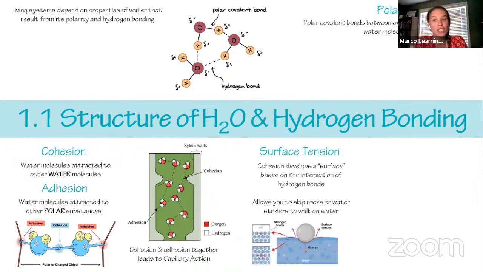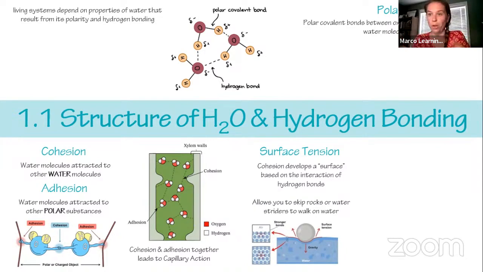So surface tension is another component that's important with our properties. So due to the cohesion, there can be like a surface that you have on water. This allows you to skip rocks. And so when the rock is skipping on the water, it's not breaking that surface tension.